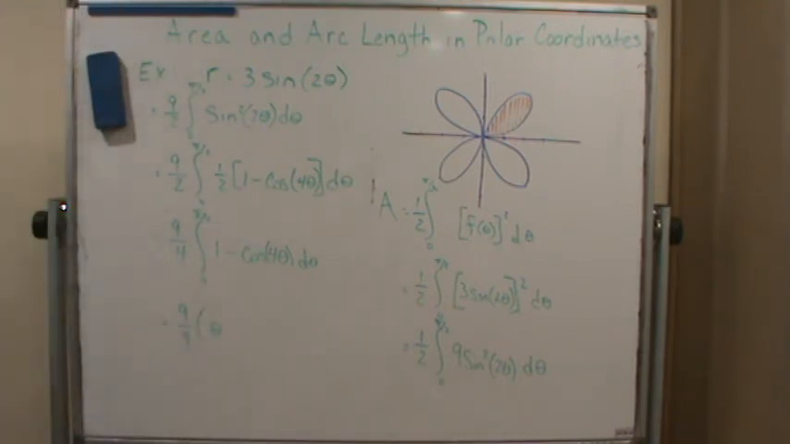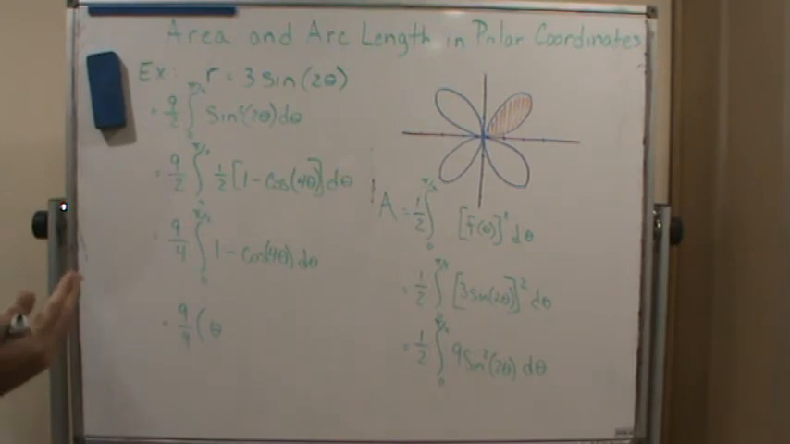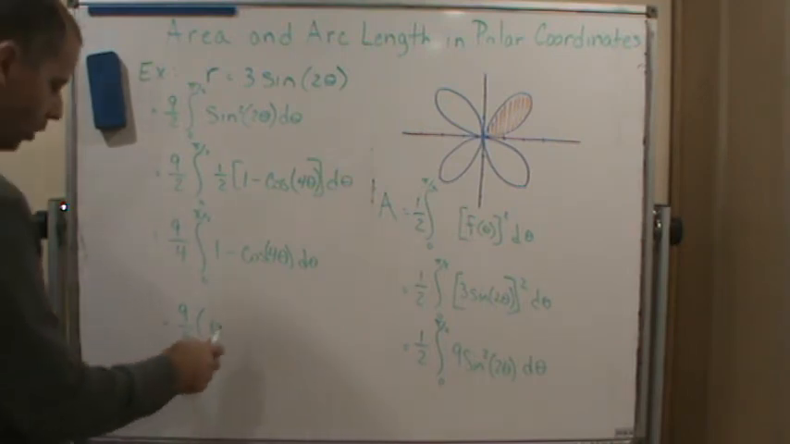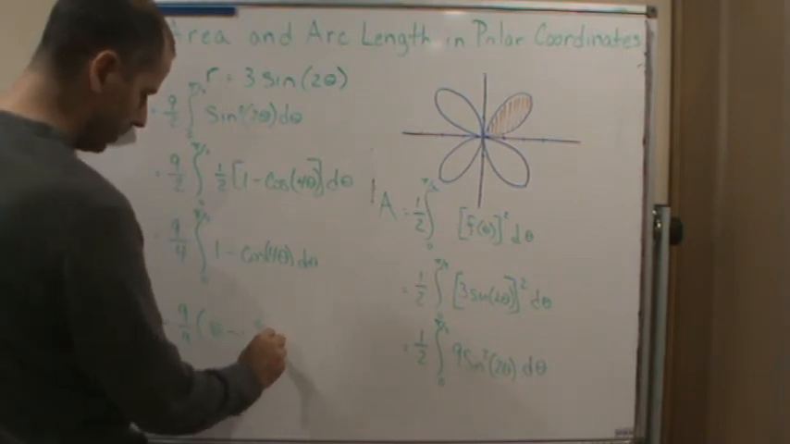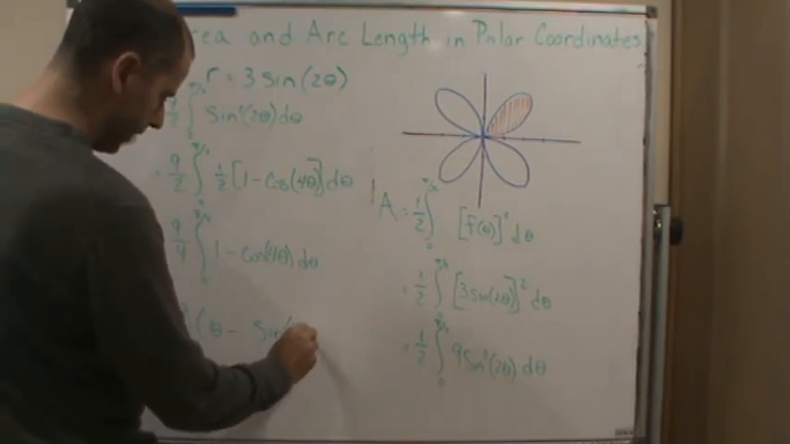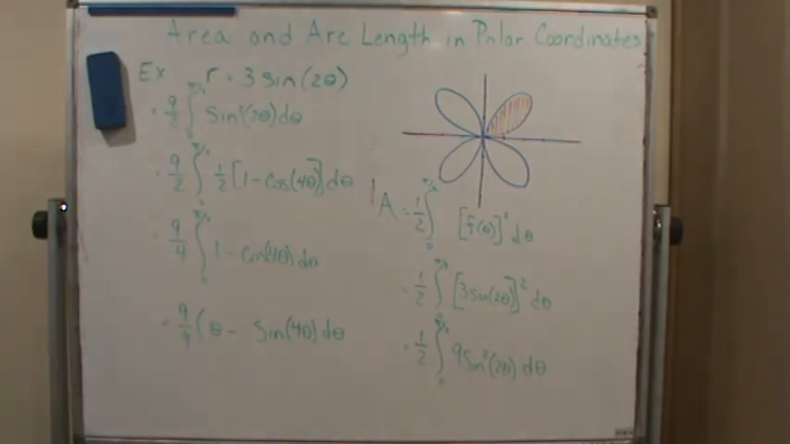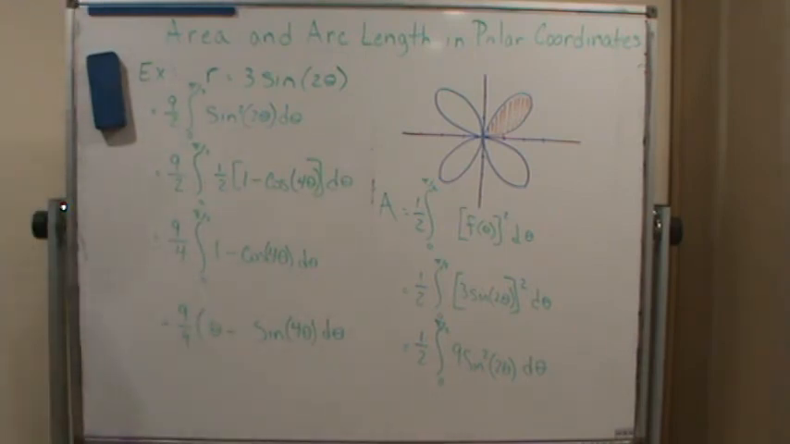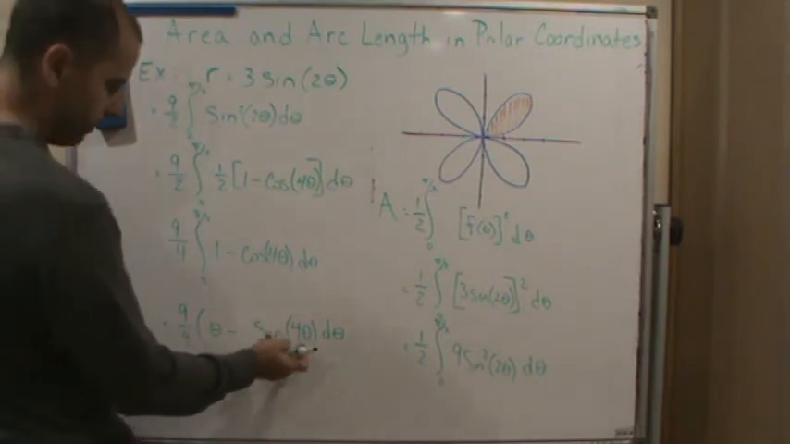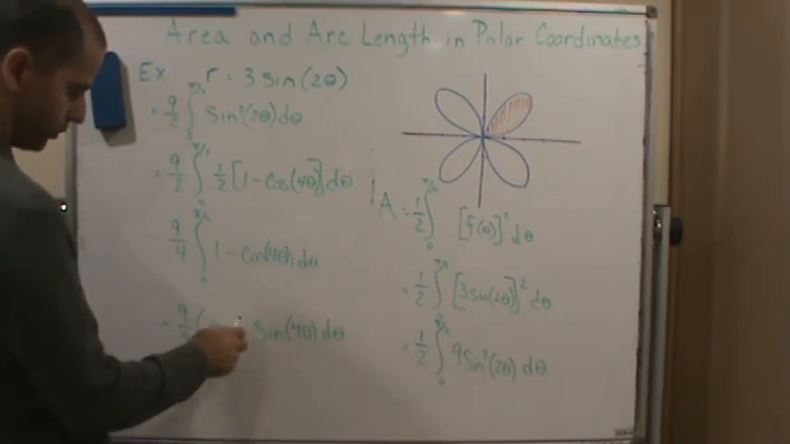Now, here, the antiderivative of cosine is sine, so I'm going to have sine of 4 theta. But remember, this is a function within a function, so I have to use the chain rule for integration, which means I have to integrate the outside function and divide by the derivative of the inside function. The inside function is 4 theta, so the derivative of 4 theta is 4. So I have to divide by 4.